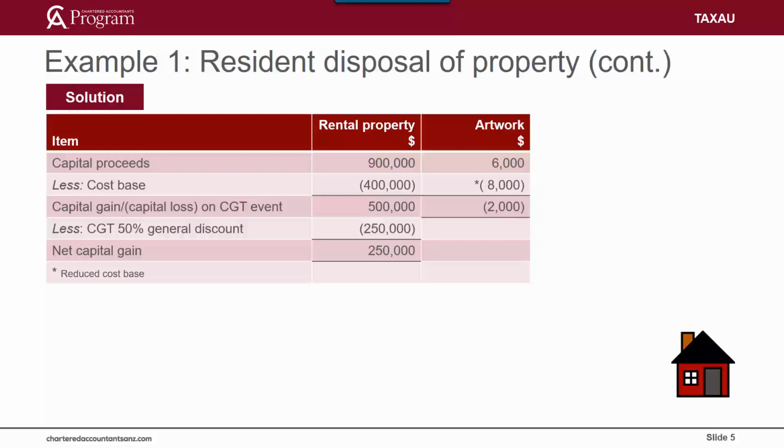The artwork is a collectible. As its cost is more than $500, the exemption under Section 118-10 to disregard a capital gain or loss does not apply. Therefore, John makes a capital loss on his disposal of $2,000. The loss is calculated as capital proceeds of $6,000 less reduced cost base of $8,000. In this example, cost base and reduced cost base are the same. The capital loss on disposal for the artwork must be quarantined under Section 108-10. This means that it can only be used to reduce capital gains on the disposal of another collectible in the current income year or a future income year.